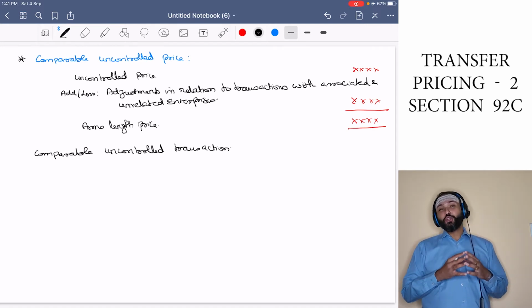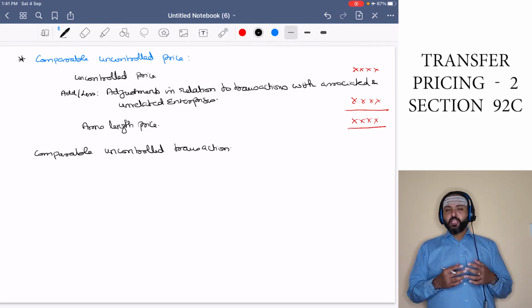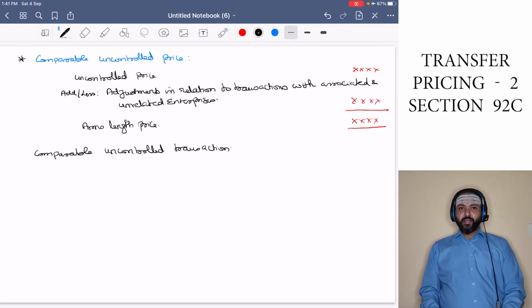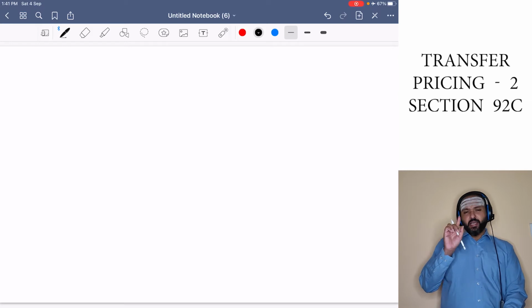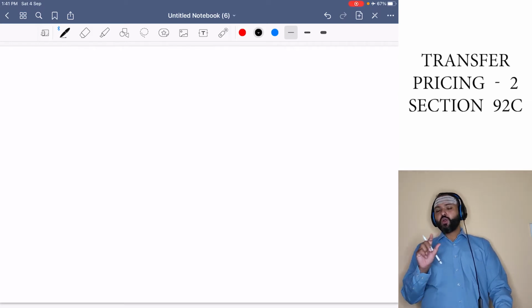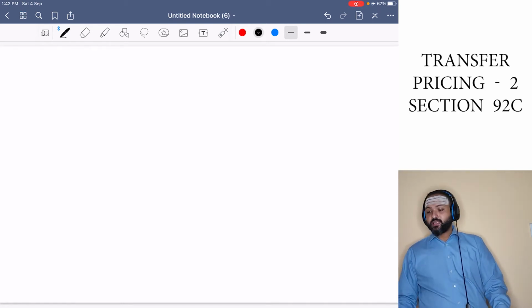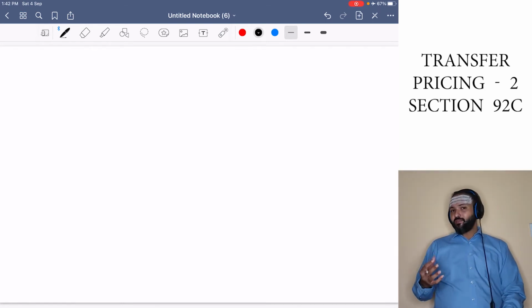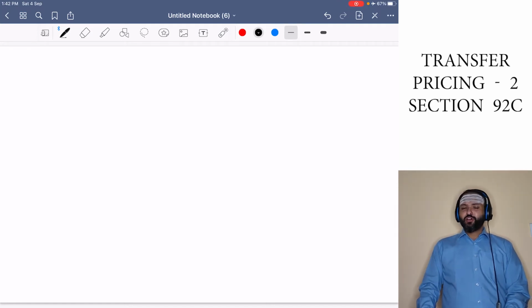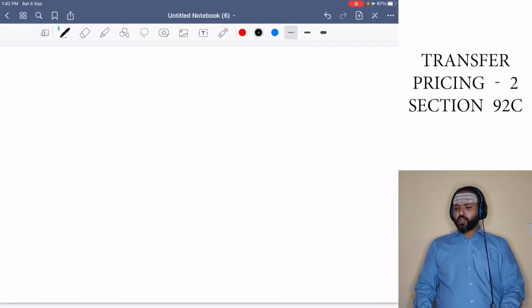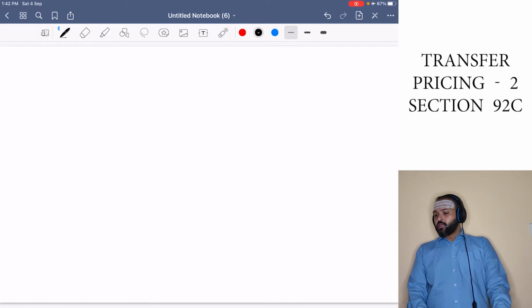So let us take an example so that you will be able to understand it better. I am sure that you must have downloaded the PDF that is given below, which has a problem. Take problem number 1. This problem we are now going to solve to understand the implication of the comparable uncontrolled price method. Okay. So, Acer Singapore Pte Limited is holding 65% in Acer India Private Limited.